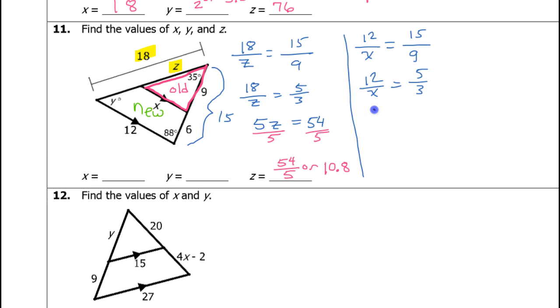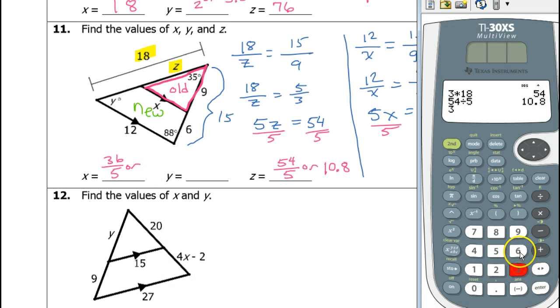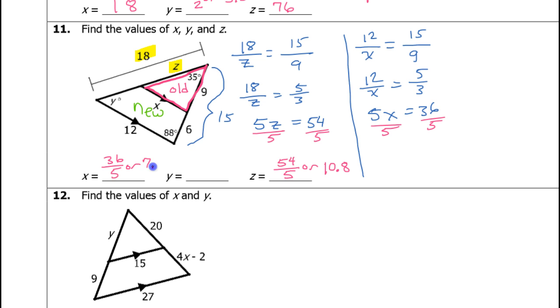And I cross multiply. So this will be 5x is equal to 36. And then I divide both sides by 5. So this does not reduce. So x is going to be 36 over 5, or 36 divided by 5, which is 7.2. All right, be prepared to give me either one.